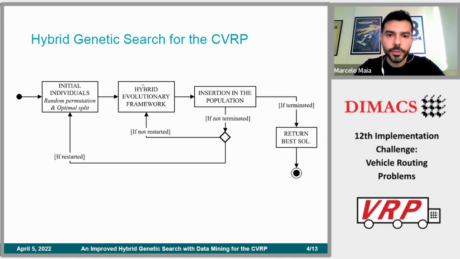And what matters for us here is that this hybrid framework generates at each iteration an offspring individual that is inserted in the population. This algorithm is restarted whenever it reaches a certain number of consecutive iterations without improvement, and it terminates when it reaches a time limit, returning the overall best solution.